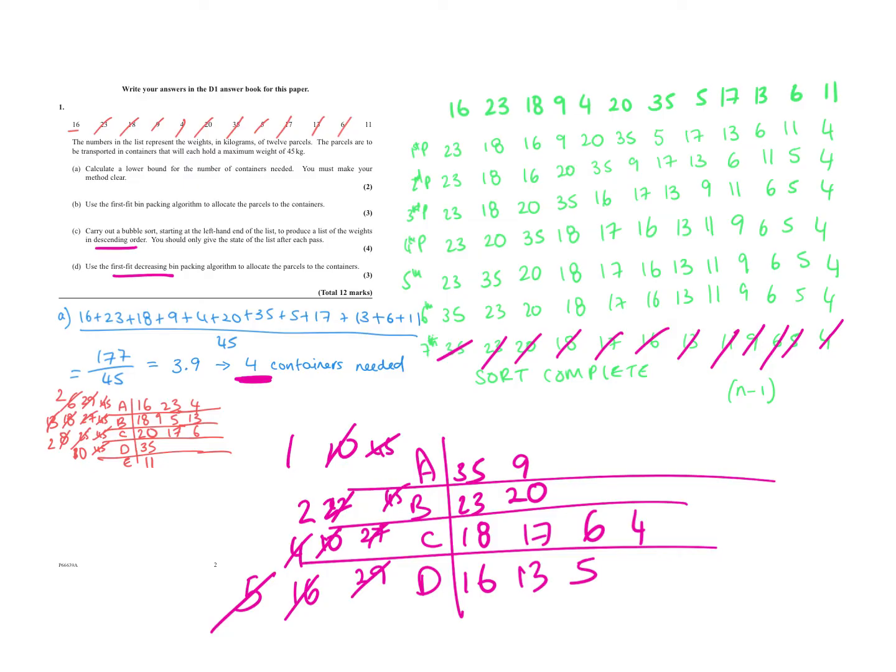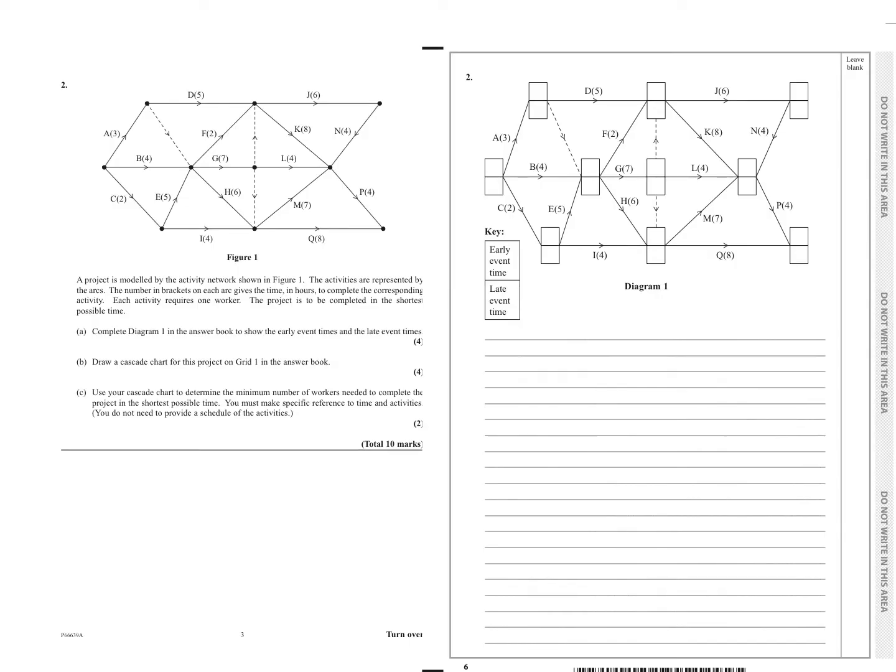Okay, next question. Question number 2. Now, the first thing I should do when I look at this question is read it properly. The first thing I'm seeing is Cascade, and I'm like, yes! Because they're the easiest to draw, are they not? Yeah. Scheduling, on the other hand, is a bit difficult.